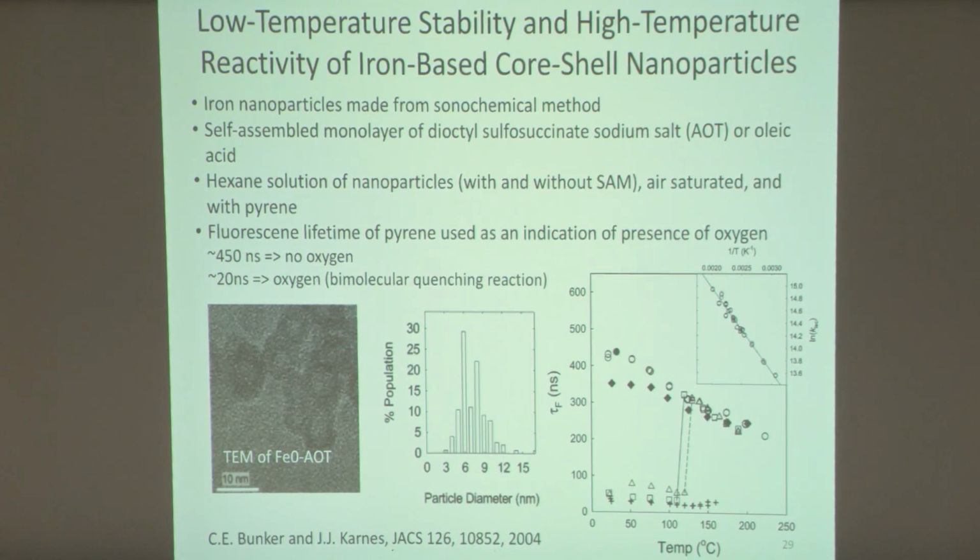This is a case where, again, an iron particle was coated with oleic acid, and it was made through a sonochemical method. The idea here was they wanted to add these particles to jet fuel. And they recognized that jet fuel has a certain amount of oxygen in it.